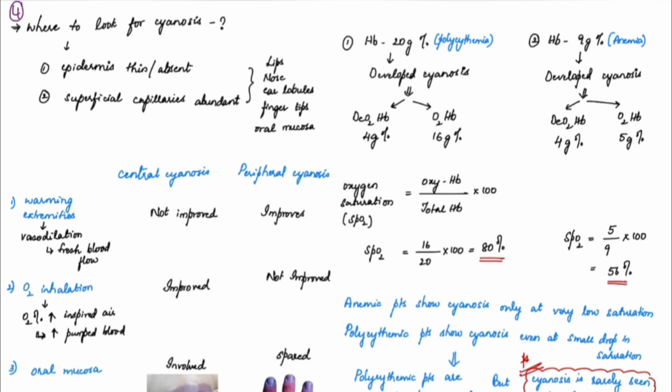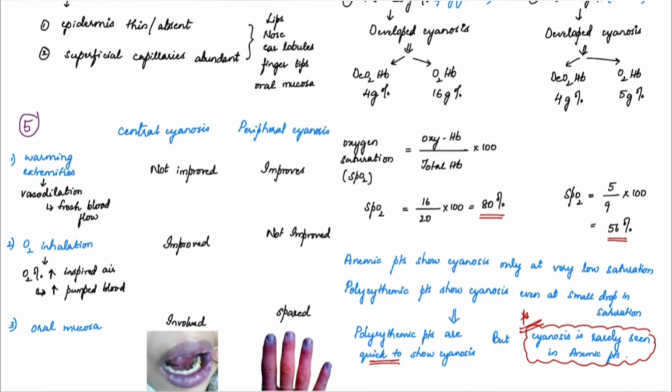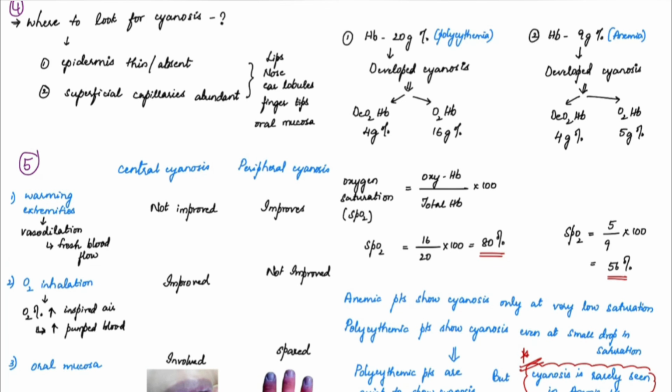Next, where to look for cyanosis: lips, nose, ear lobules, fingertips, and oral mucosa. Now basic differences between central and peripheral cyanosis. Warming of extremities can improve peripheral cyanosis but not central cyanosis. Oxygen inhalation can improve central cyanosis but not peripheral cyanosis. Oral mucosa is involved in central cyanosis and it is spared in peripheral cyanosis.